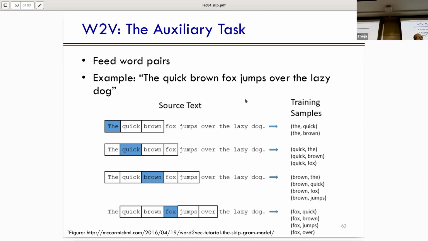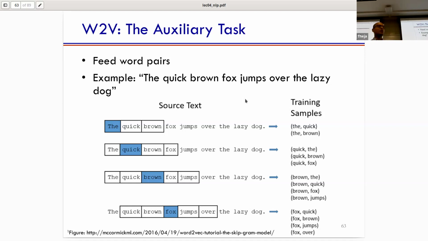This word is a focal word, brown, and given this word, we're creating 4 training pairs: brown should be predicting the word the, brown should be predicting the word quick, brown should be predicting the word fox, and brown should be predicting the word jumps. Those are 4 training examples, input-output pairs, that we generate from this region of the sentence. And similarly, for other regions of the sentence, you can get many training pairs. So there are a lot of training pairs that come about.